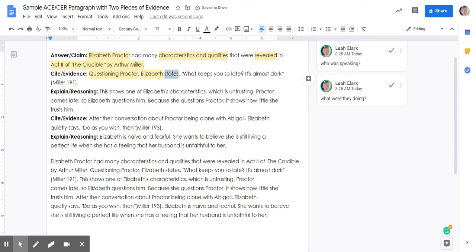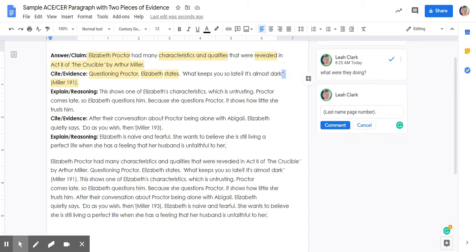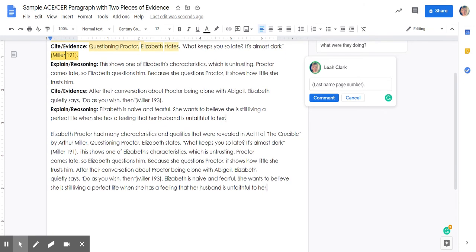"What keeps you so late? It's almost dark." And then we have a perfectly MLA cited quote, right? The last name, page number, and the period on the outside, okay? Notice that the quotation marks come before the citation. We have last name, page number, period. Notice that we don't need a little p or a number sign for the number. It's just Miller 191.